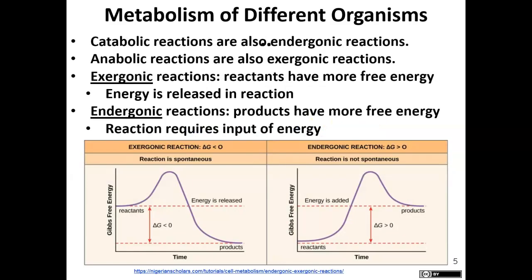A catabolic reaction is also considered an exergonic reaction. And an anabolic reaction is also considered an endergonic reaction. So the term endergonic means the product has more energy than the reactants had. And so you have to have an input of energy. In an exergonic reaction, the product has less energy than the reactants. And so we're releasing energy.